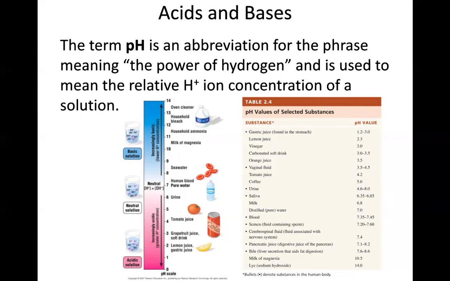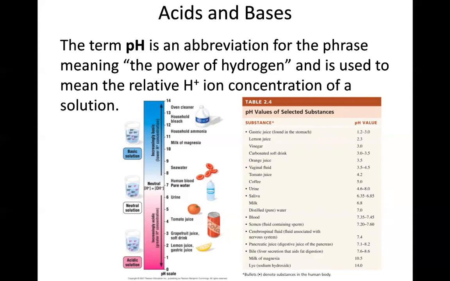Below 7.0 are the acids. And the farther you get from 7, the stronger the acid becomes. So you can see lemon juice and gastric juice that are listed there in the figure are really strong acids, somewhere around 2, whereas urine, 6-ish, is a fairly weak acid. Okay.